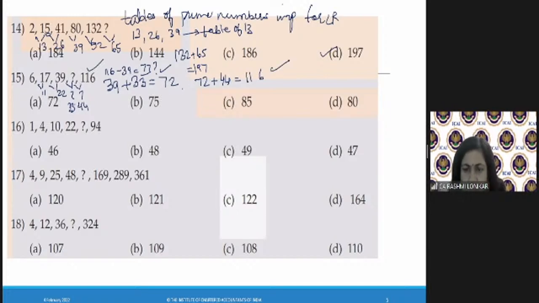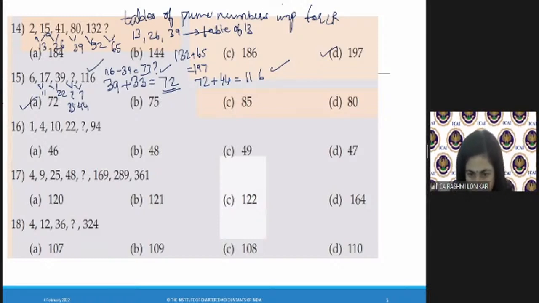So what is the required number? 72. So A will be the correct answer. Okay, 15th question, A is the correct answer, that is 72. So here also you saw this is a table of 11. 11 is a prime number. Again, so in 14th and 15th, you must know your prime number tables.